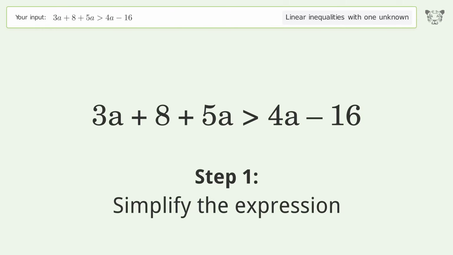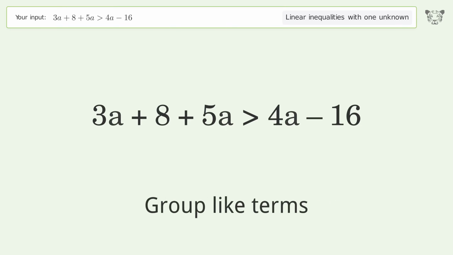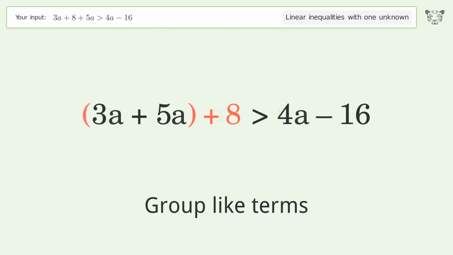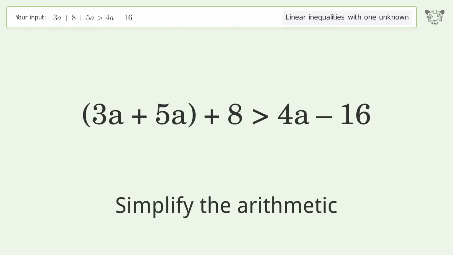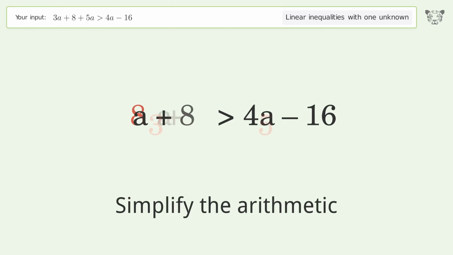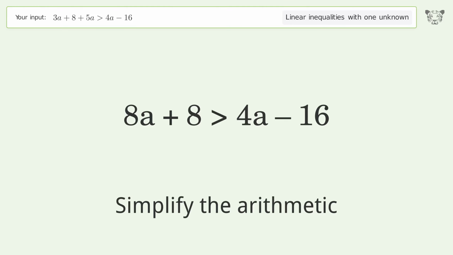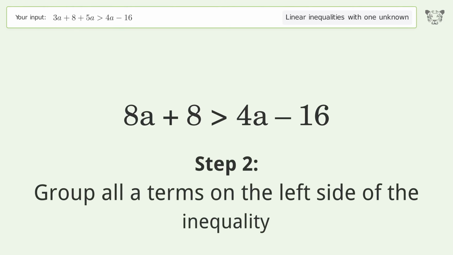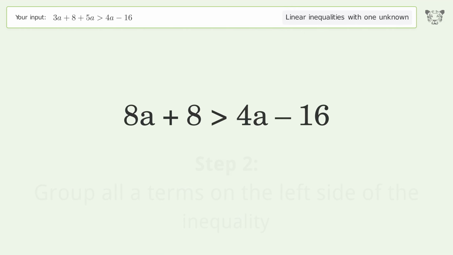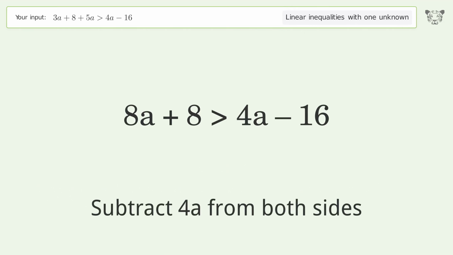Simplify the expression. Group like terms. Simplify the arithmetic. Group all a terms on the left side of the inequality. Subtract 4a from both sides.